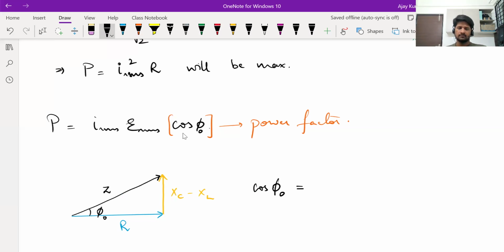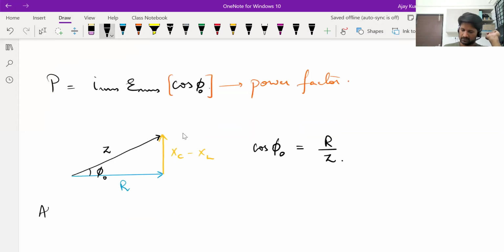Do you see the right angle triangle there, the impedance triangle? Yes, sir. Based on the sides given in the triangle, tell me how much is cos phi naught? R by Z. R by Z, adjacent by hypotenuse. Correct. So generally power factor is R by Z.